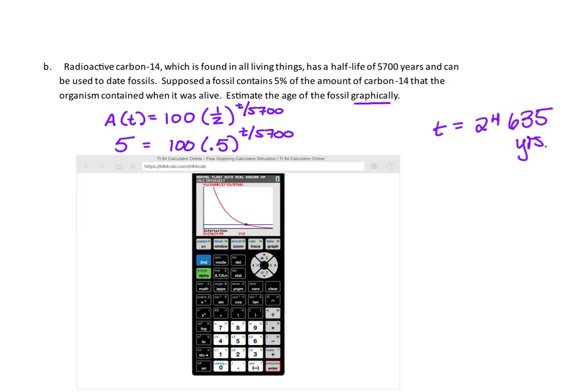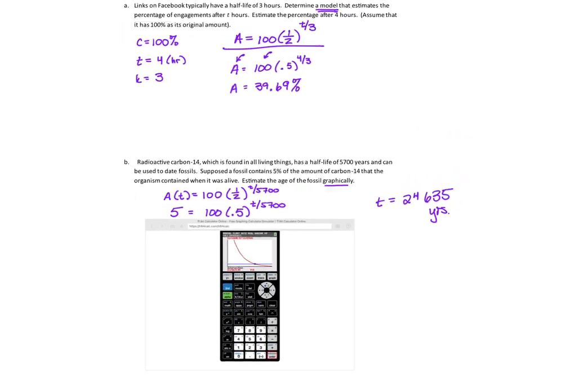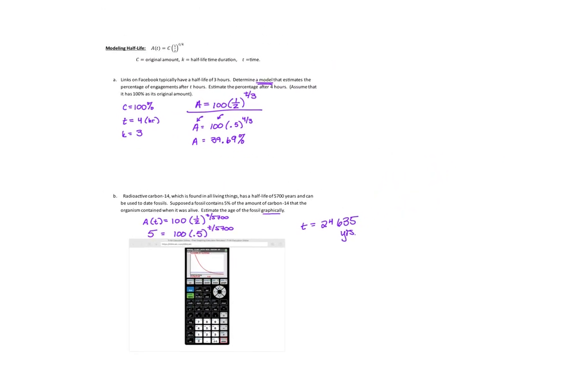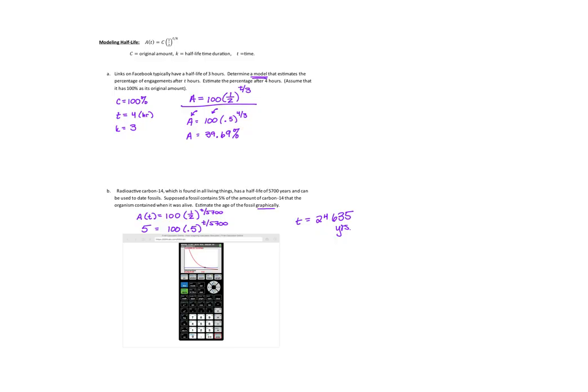All right, and so that is some examples of exponential decay. Okay, all right, that finishes off this section. In the next section, we're going to be talking about logarithms and their relationship to exponentials. All right, thank you.